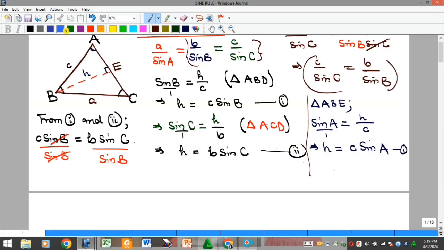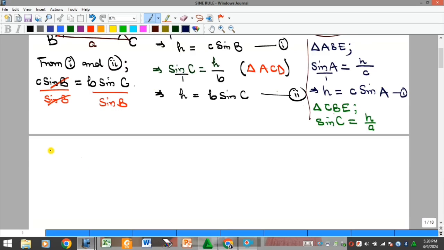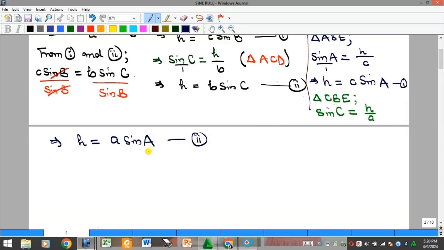And then the next construction, what can we have there? From triangle CBE, that's the triangle below, talking about angle C, you can see that the sine of angle C is equal to the opposite, which is still your H here, all over the hypotenuse, which is A. And so from there, our H is now equal to A sine C. Call this equation 2 in this case, or maybe we can call this 3 and 4, whatever.